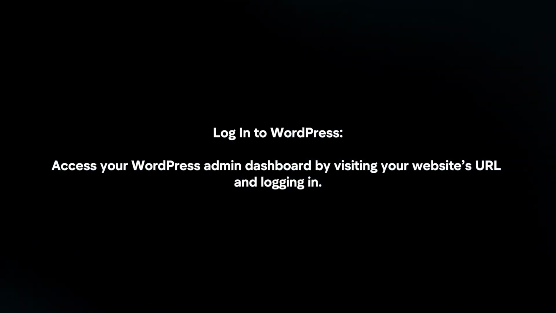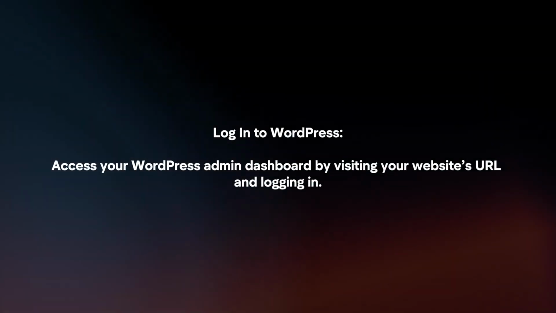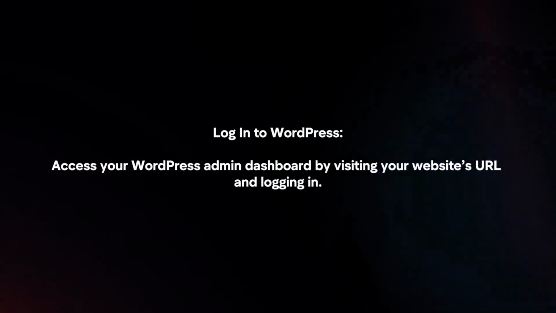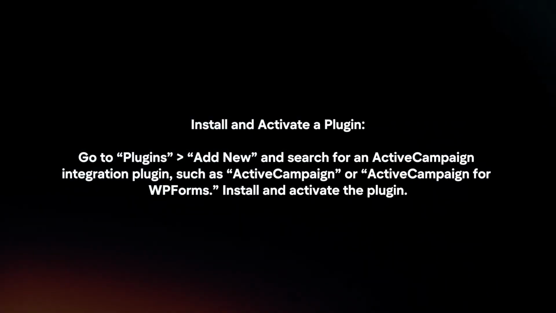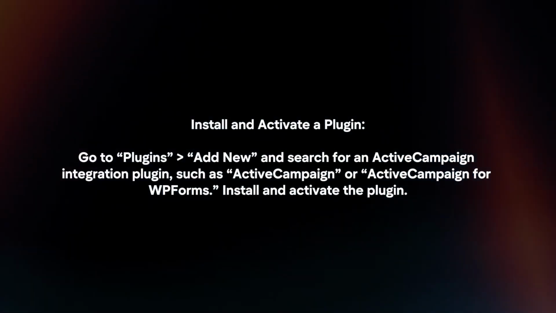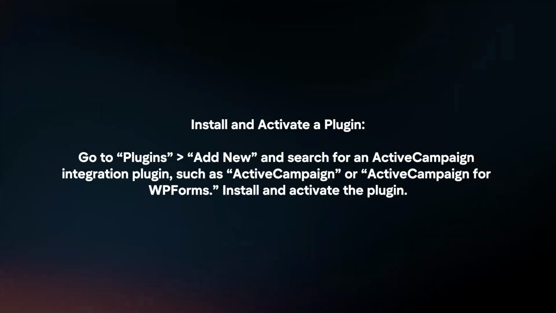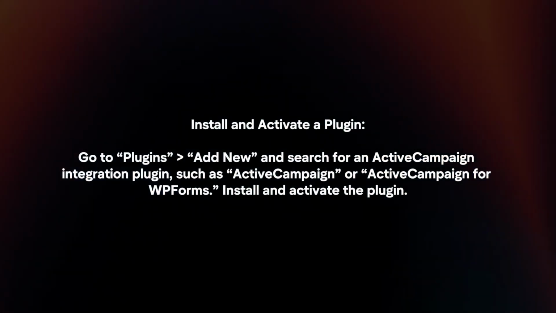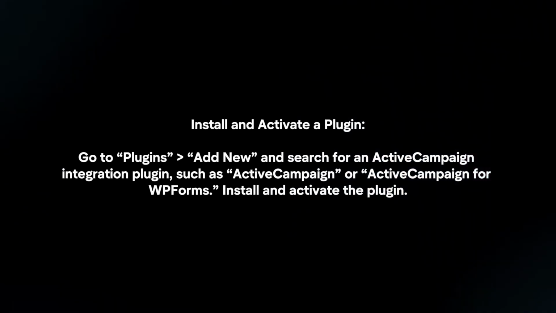Log into WordPress. Access your WordPress admin dashboard by visiting your website's URL and logging in. Install and activate the plugin. Go to Plugins, Add New, and search for an ActiveCampaign integration plugin, such as ActiveCampaign or ActiveCampaign for WP Forms. Install and activate the plugin.